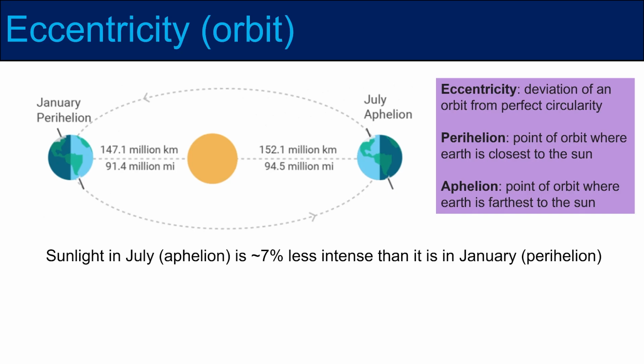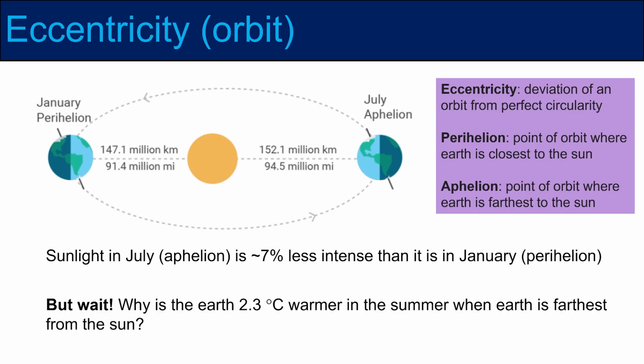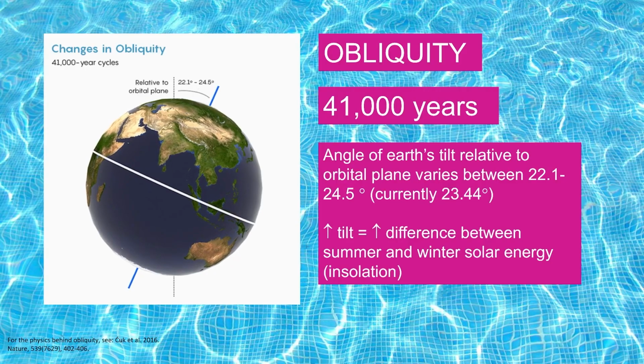And that's a little curious. Why is the Earth warmer in the summer if it's actually the farthest away, right? It's 2.3 degrees warmer in the summer, yet it's farther away. So why is that? That's curious. Well, to understand that, you need to know the second process, which is called obliquity.